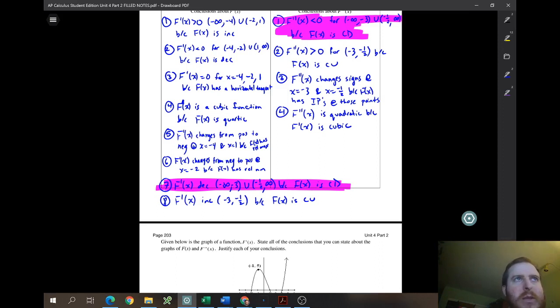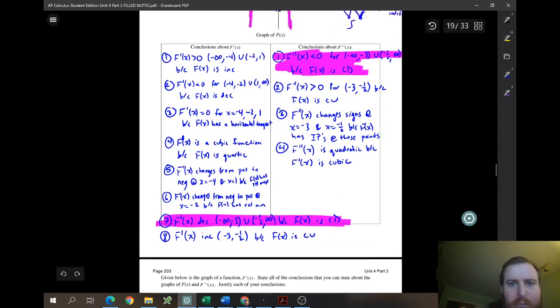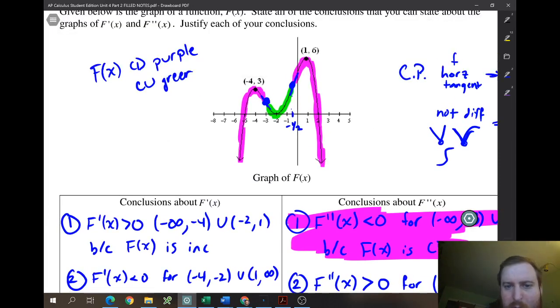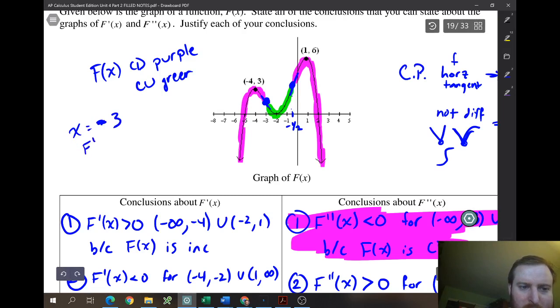Our next one would be, for F prime to have a relative max and min, we could do that as well. If we look at negative 3, that is where we're changing from concave down to concave up. So, x equals negative 3. F double prime is going from being less than 0 to being greater than 0, because we went concave down to concave up. That means F prime is going from decreasing to increasing, right? Decreasing to increasing would mean that F prime has a relative min.